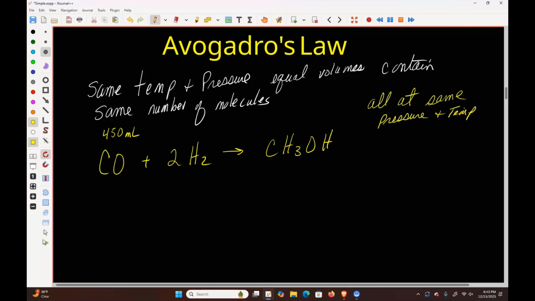So if that's the case, I can look at a balanced equation. This is understood to be a 1 here, understood to be a 1 here. Therefore, I would have 450 milliliters of this gas, and I have twice 450 for this one. This would be 900 milliliters. So Avogadro's law is fairly simple.